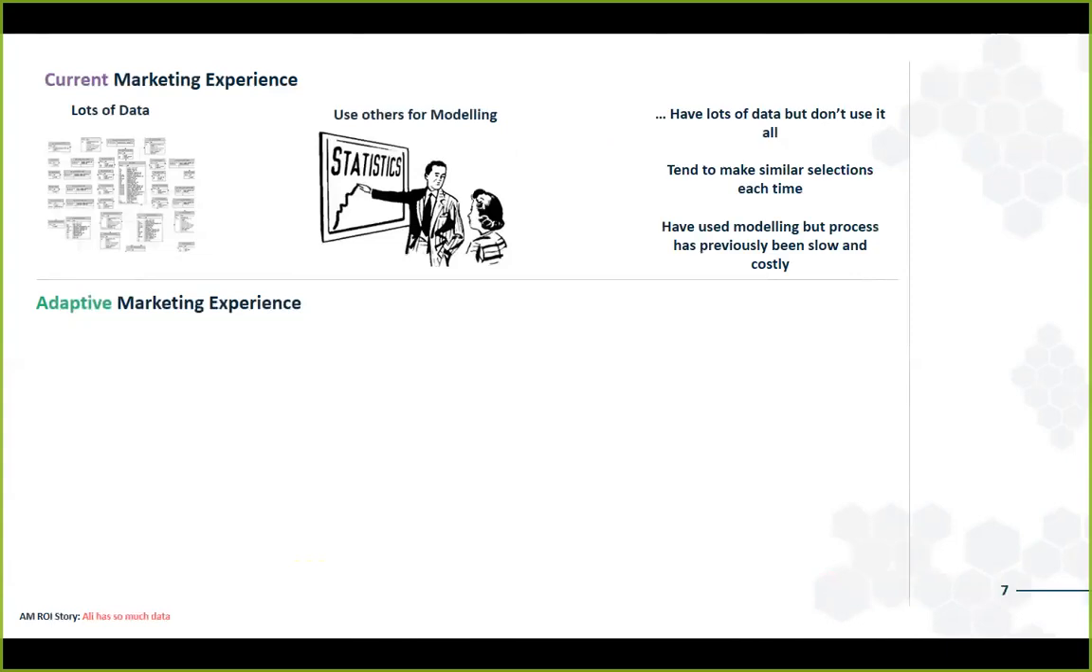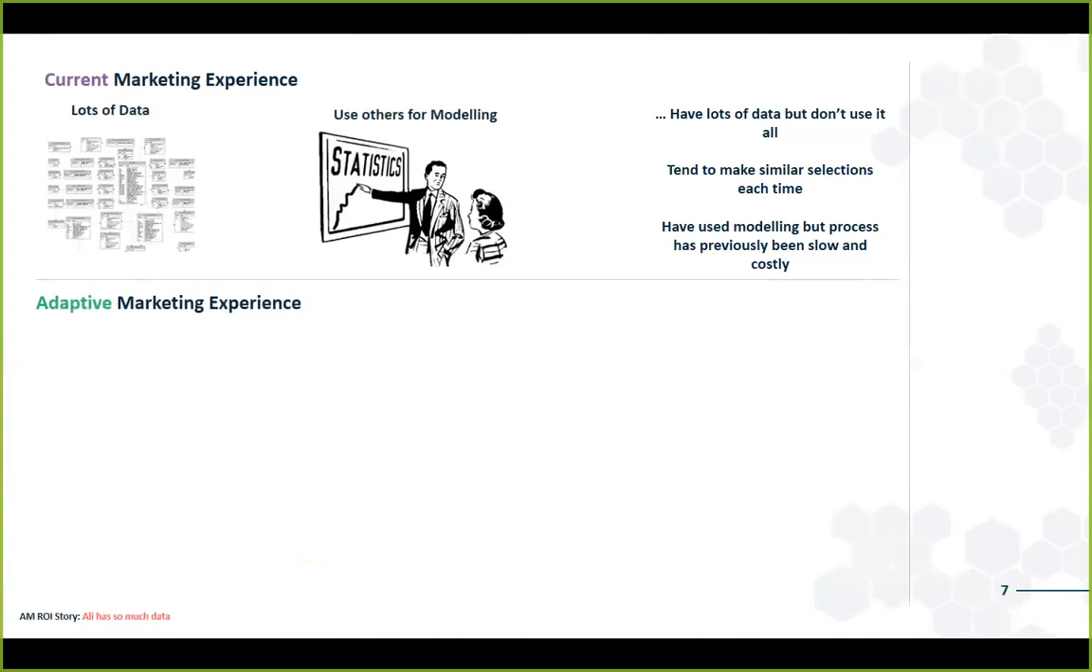So as a result, although Ali has lots of data, she doesn't tend to use it all for all the model building. Because she doesn't build a model for all of her campaigns, what she tends to do is stick to fairly similar selections each time she drives out her campaigns. And although she's done some modelling in the past, there's obviously that cost element, and she has to be mindful about how often she wants models built, and she tends not to build them as often as she'd like.